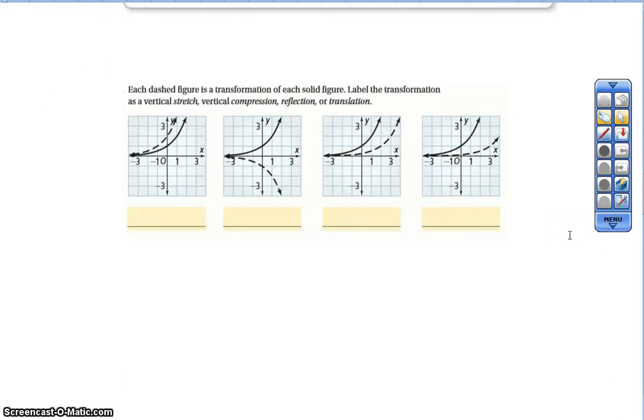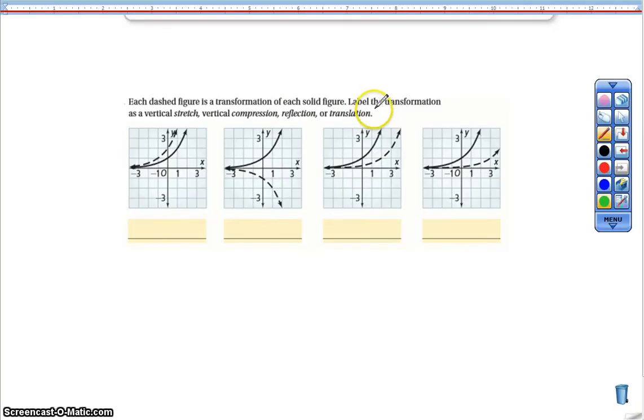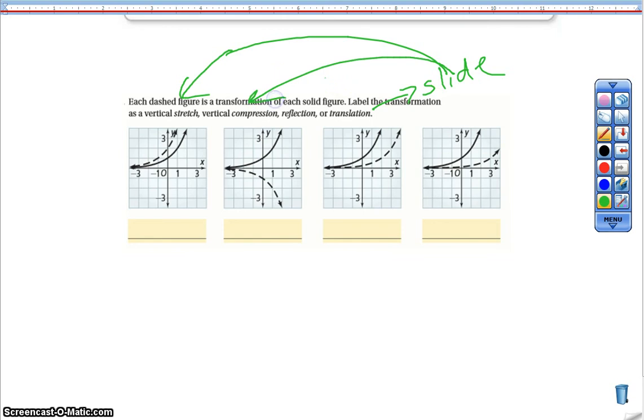The question is, describe the transformation in each figure. Is it a stretch, a compression, a reflection, or a translation? Now here's the thing. Another word for translation is slide. A slide is a stretch, and a slide is a compression. So you don't have to tell me the word translation in these or on homework. You can just tell me whether it's a stretch or compression. The one I'm going to start with is the second one here, because that's the easiest one. You can tell it got flipped over the x-axis, so that one is a reflection.